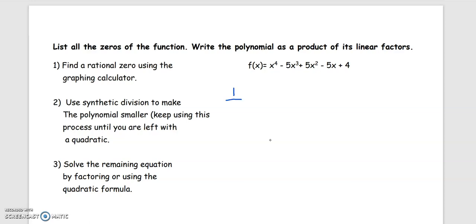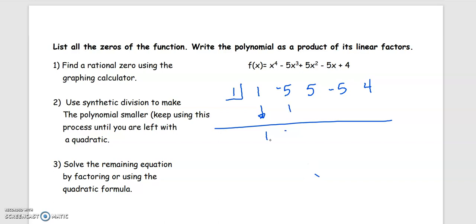Starting out with 1, I'm going to use my coefficients 1, negative 5, 5, negative 5, and 4. I'm going to bring the 1 down, multiply, add, multiply and add, and multiply, and again this should always be 0 because it is a factor. So I'm left with 1x cubed, and so I'm not small enough.